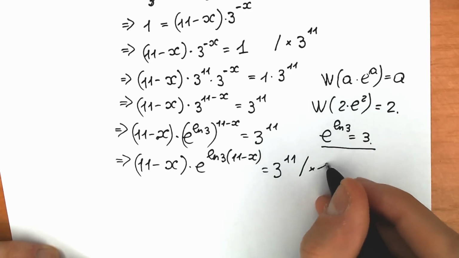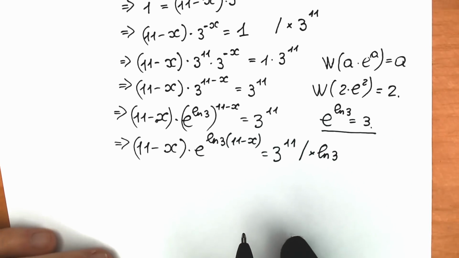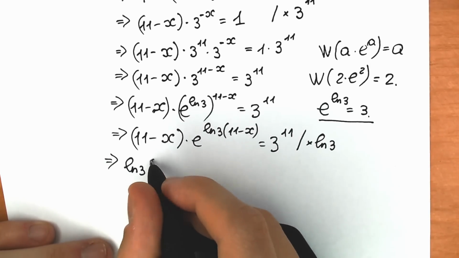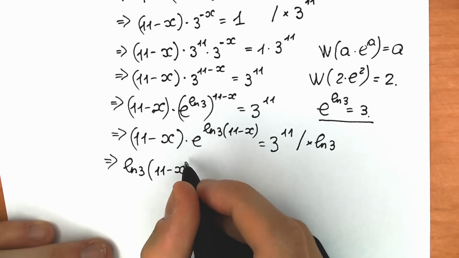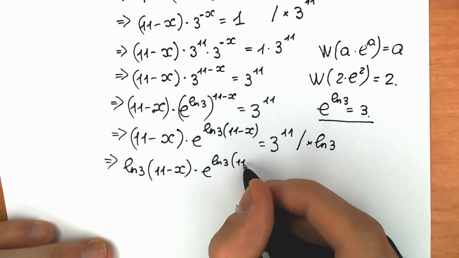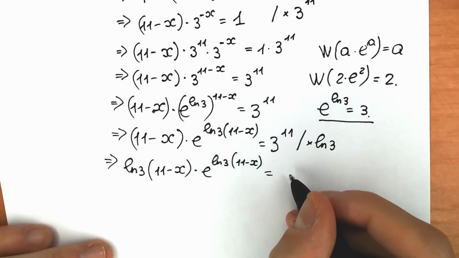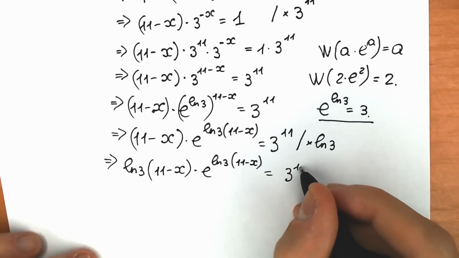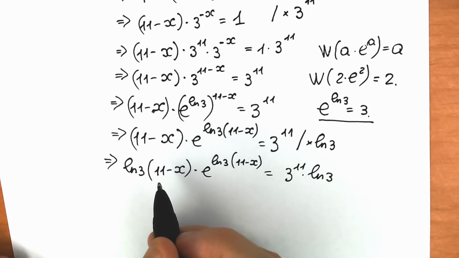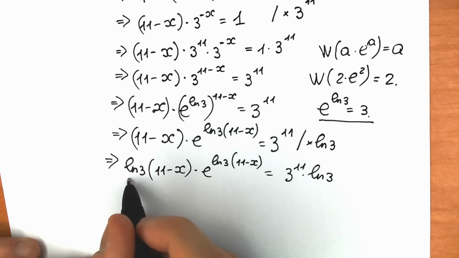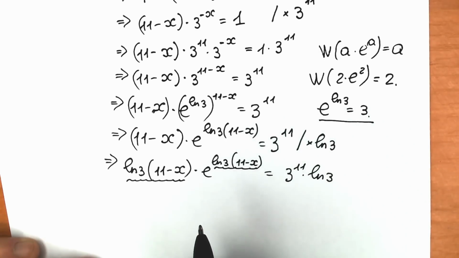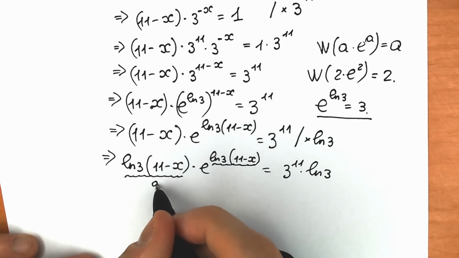When we multiply both sides by natural log 3, we will have on the left side natural log 3 times 11 minus x, times e to the power natural log 3 times 11 minus x, and equal to 3 to the power 11 times natural log 3. So we just multiplied both sides by this natural log 3. But right now let's look closer right here. We have natural log 3 times 11 minus x, absolutely the same expression. So just keep in mind that this is our a, this is our a.